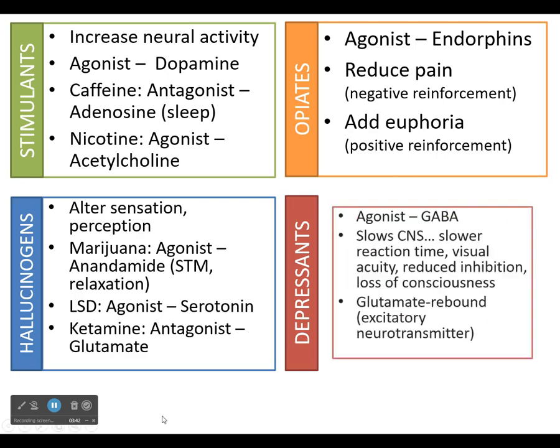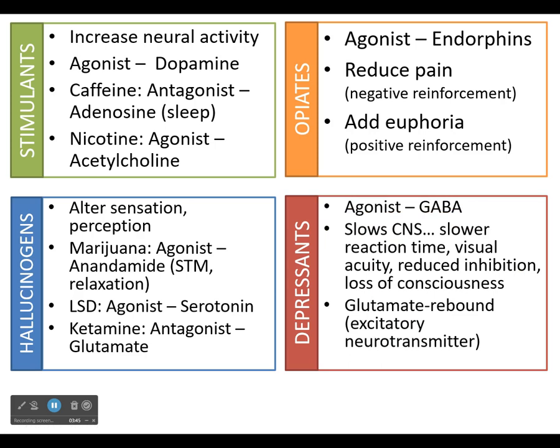Finally, depressants have the common feature of slowing down the central nervous system. They do so by acting as an agonist of GABA. GABA is an inhibitory neurotransmitter. Now, when I am slowing down the central nervous system, whether it be from actual GABA or depressants, which are acting like GABA, this has the effect of slowing reaction time, disrupting visual acuity, reducing inhibition, and can potentially cause loss of consciousness.